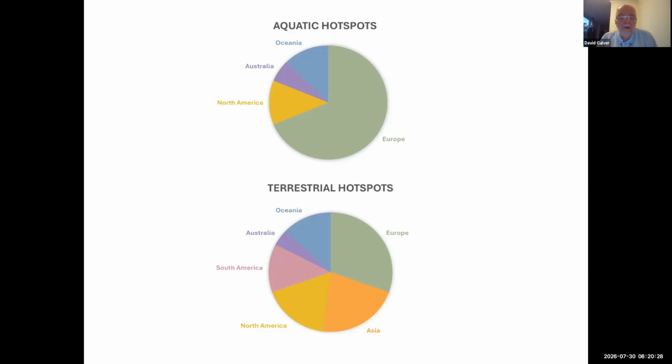The terrestrial pattern is different. We still see one site in Australia. We see now several sites in South America, particularly Brazil. We see more sites in North America, including Mexico, and a number of sites in Asia, particularly tropical and subtropical Asia. The European sites now have diminished in their importance overall when we look at it in this way.